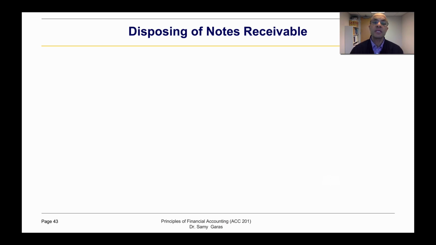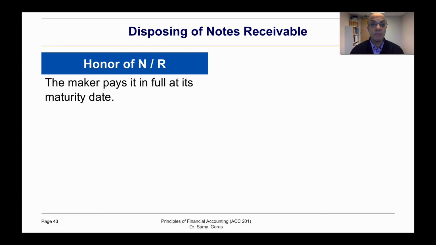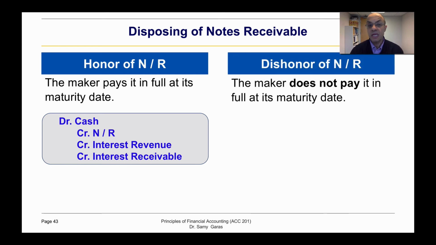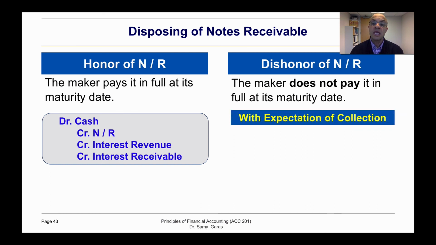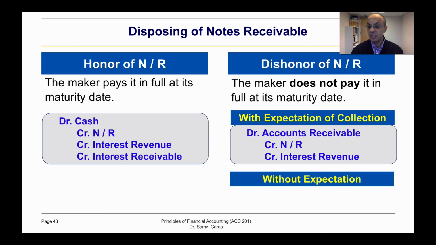Now, the last point is the disposal of the note receivable. And here we might face two situations. Either the maker pays the amount in full at the maturity date, and here we debit cash, credit note receivable, and credit interest revenue and interest receivable. Or the maker will dishonor his promise. In this case, if we expect to collect it later, we debit accounts receivable, credit note receivable, and interest revenue. If there is no expectation of collection, we put it in the allowance amount.